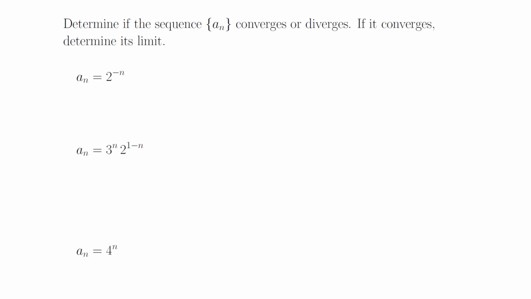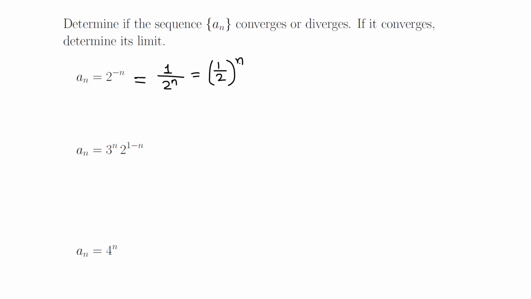Determine if the sequence converges or diverges. If it converges, determine its limit. In the first part, we got the general term 2 raised to negative n, which we can write this way, putting it on the bottom: 1 over 2 raised to n, or we can even say (1/2) raised to n.